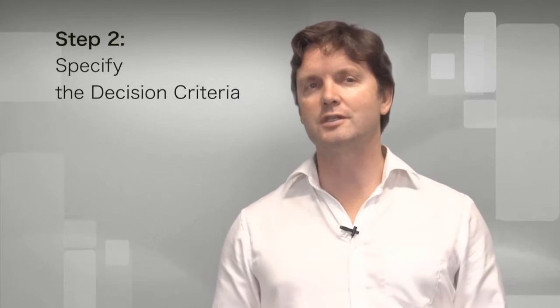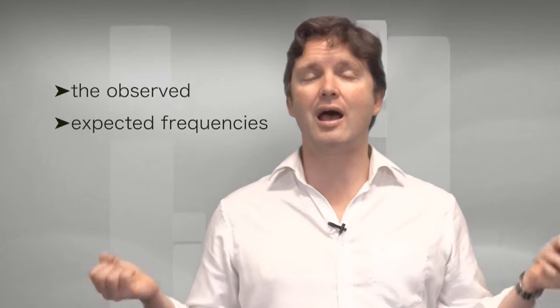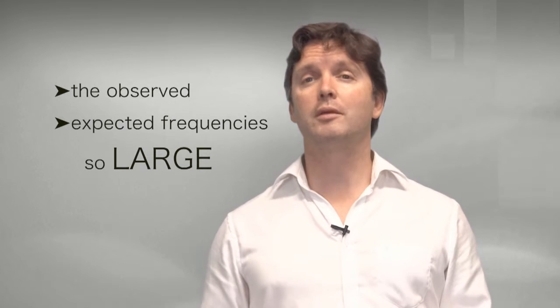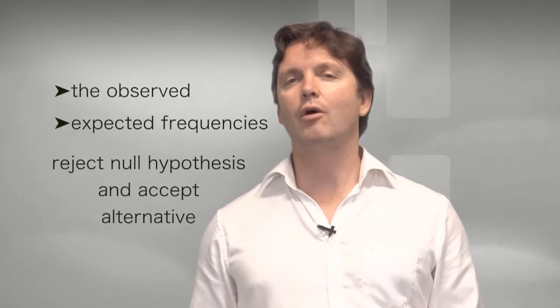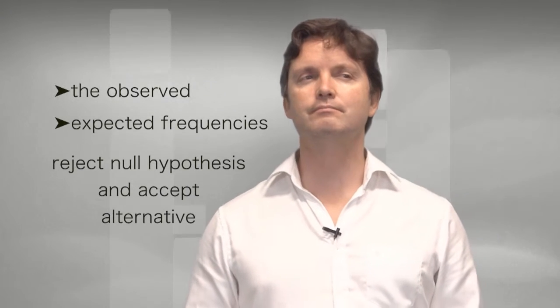So step 2 is specify the decision criteria. Now, as with any inferential statistic, if the difference between the observed and the expected frequencies is so large that the probability by chance alone is only 5 times in 100 or less, then we reject the null hypothesis and accept the alternative. That is, that there is a real difference in frequencies across the categories, and one that is unlikely to have occurred by chance alone. Of course, this assumes that we're using the conventional alpha level of 0.05 as our significance level.